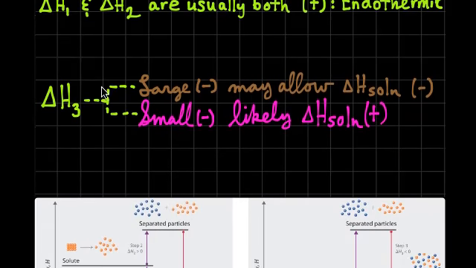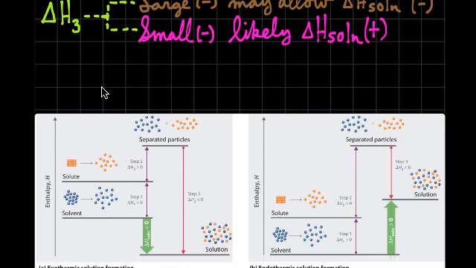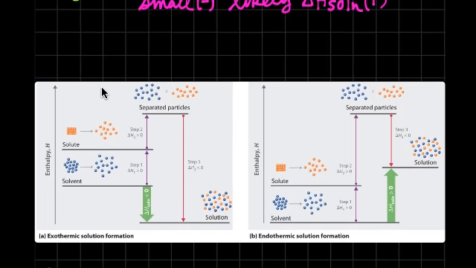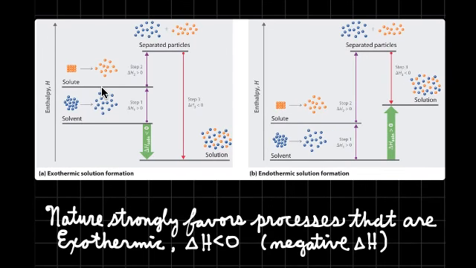Will it be sufficient to allow a solution to form? Here's a diagram trying to describe what I was saying up there. By that I mean, here are my solvent particles. Separate them, delta H1. Solute particles, separate them, delta H2. Both of these require the addition of some energy.